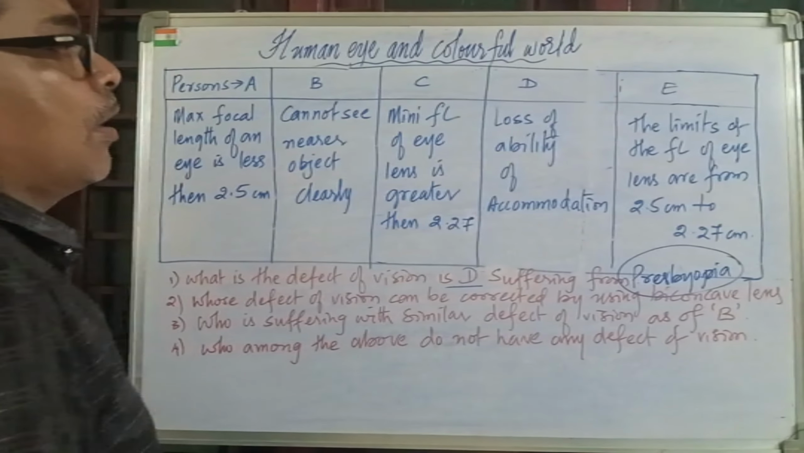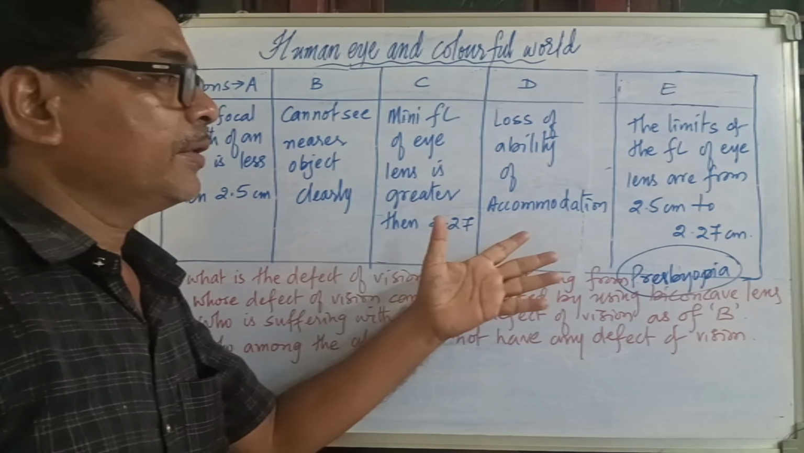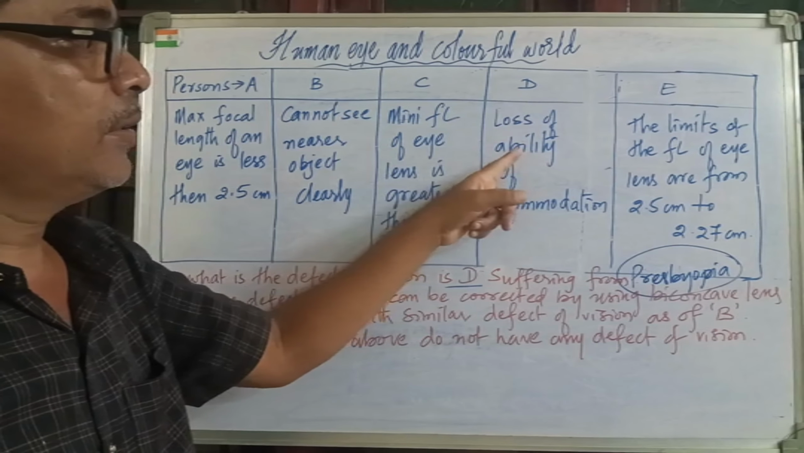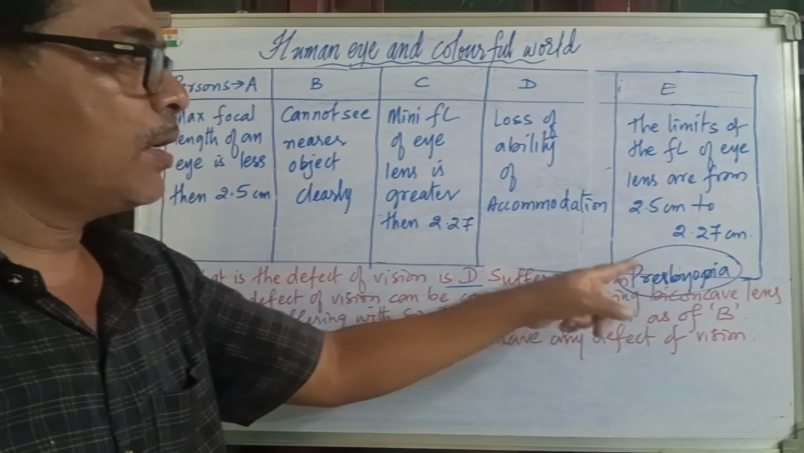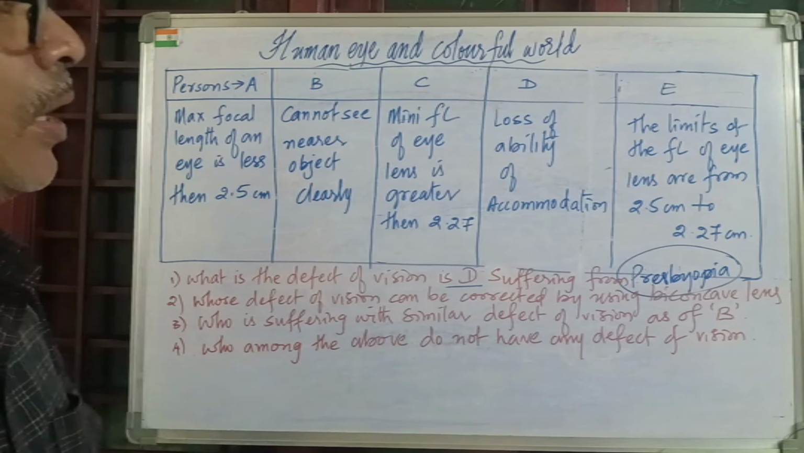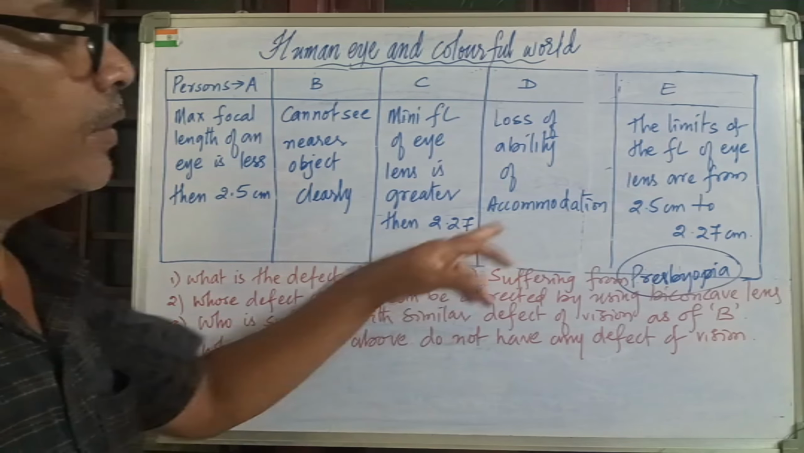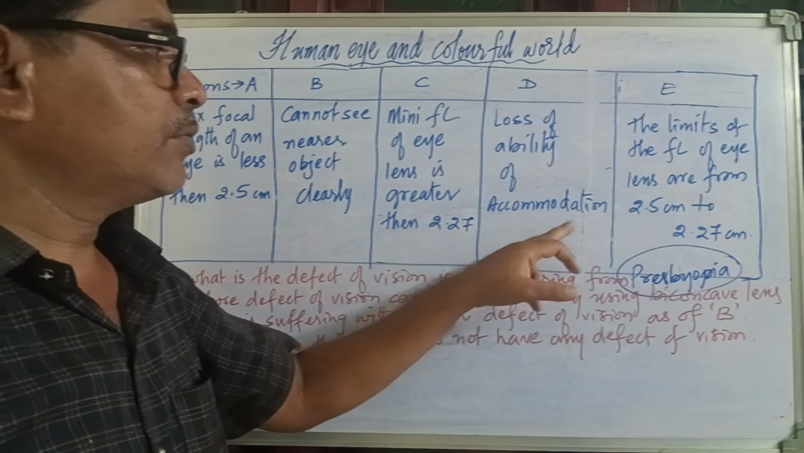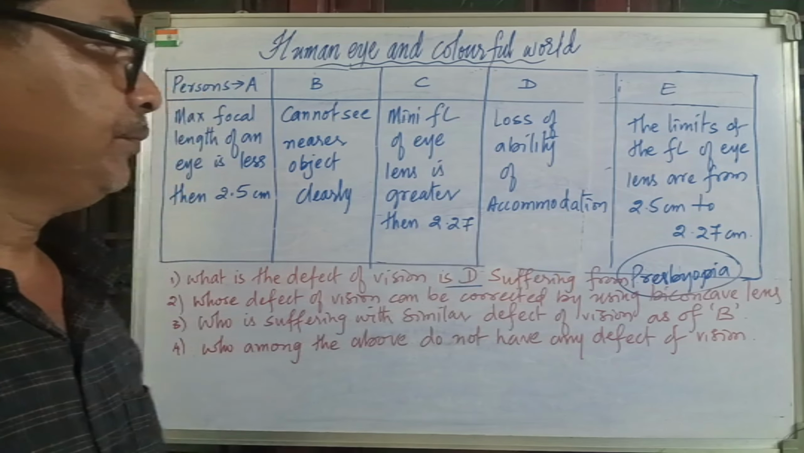Because ciliary muscles are weakened. Ciliary muscles got weakened, okay? Completely they have become weak. Therefore, presbyopia occurs when ciliary muscles lose their ability of accommodation, and this happens at old age. He cannot see object which is near as well as object which is far.